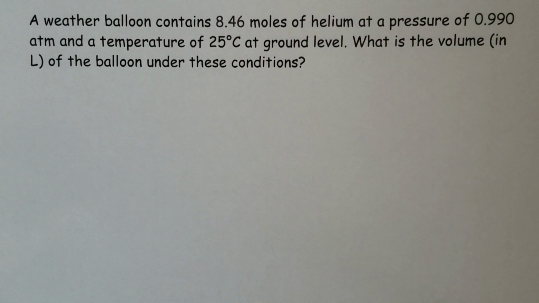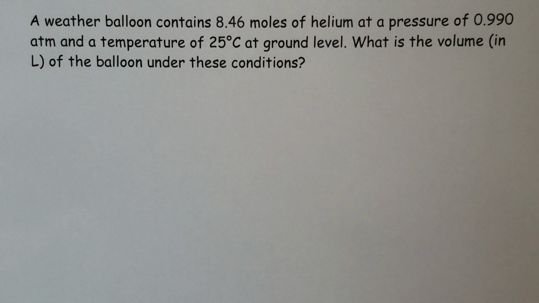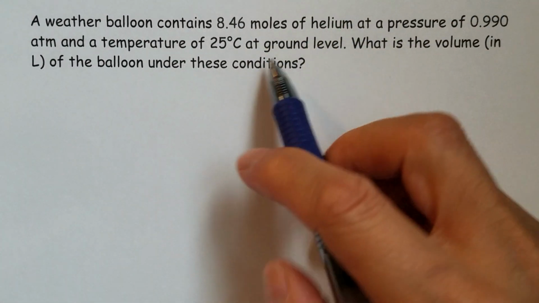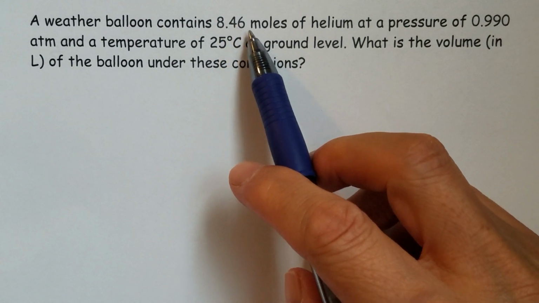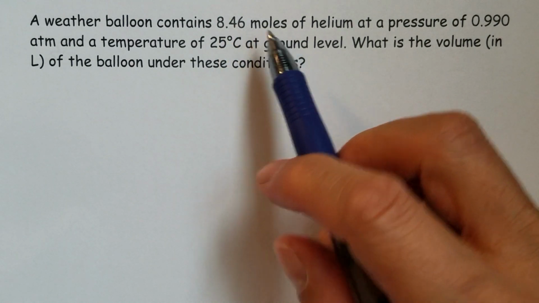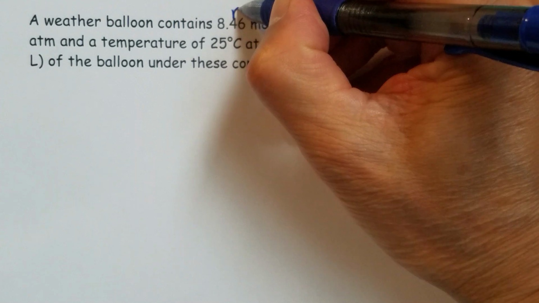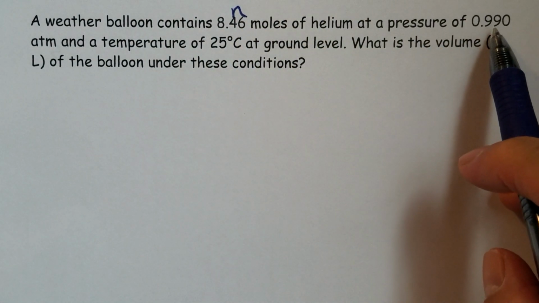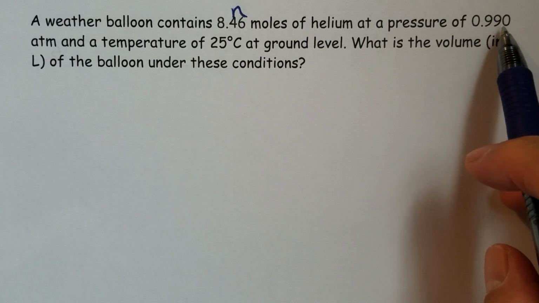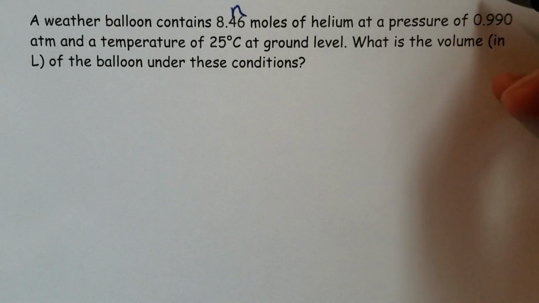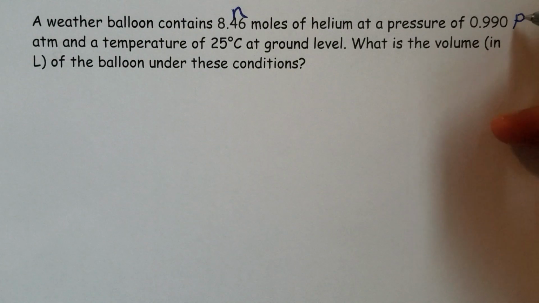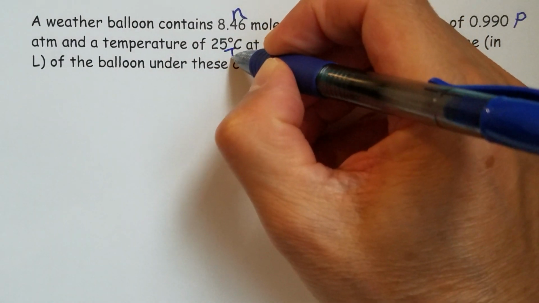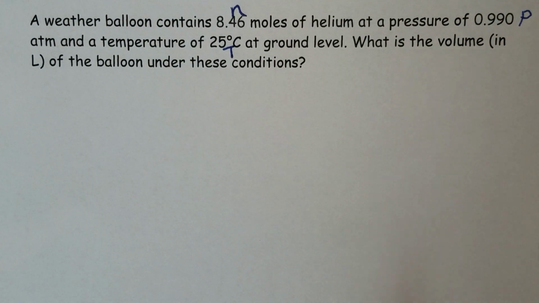After reading this question, now let's label those quantities given. 8.46 moles, that's the number of moles. And pressure, 0.990 atmosphere, so that's P. Obviously, this is a temperature, 25 degrees Celsius.